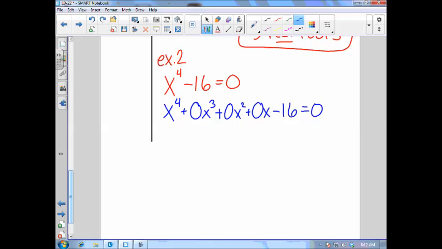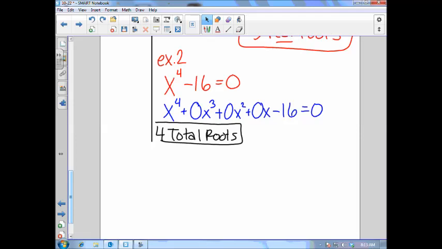Okay, so we need the placeholders. So it should be decreasing: x to the 4th, x to the 3rd, x to the 2nd, x to the 1st, and minus 16 is x to the 0, which is why it's not written. Okay, so you guys already told us that there are 4 total roots. Now we have to go find those using the rational root theorem.